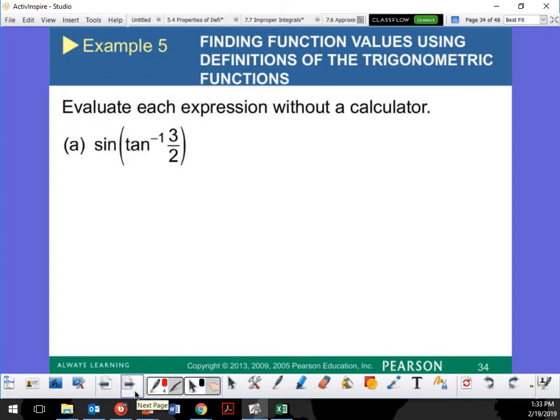All right. Without a calculator, this is very, very easy. So, in this sense right here, I'm given tangent, right? It would be cotangent. No. Don't get too crazy.